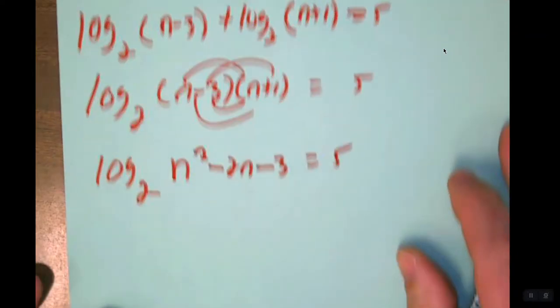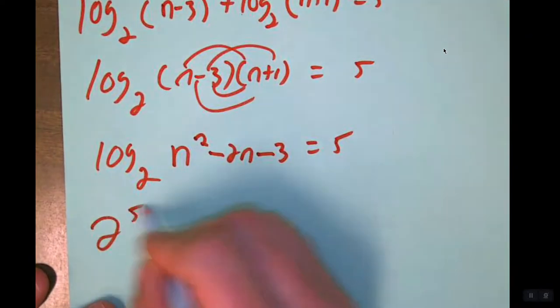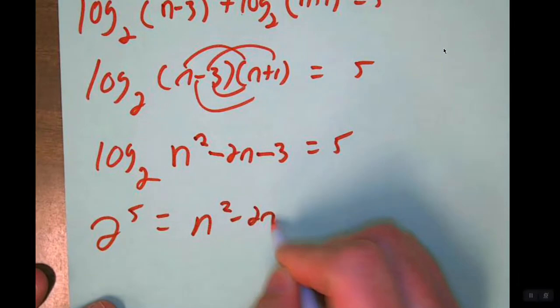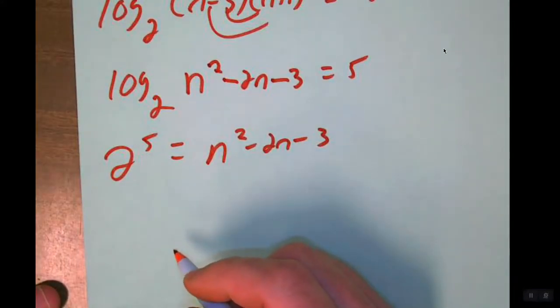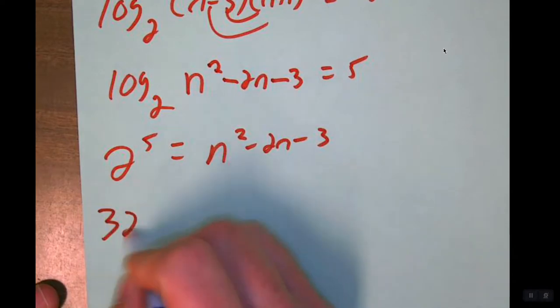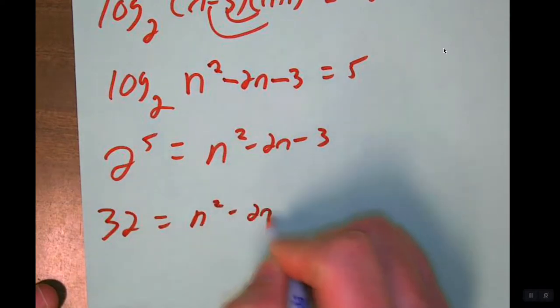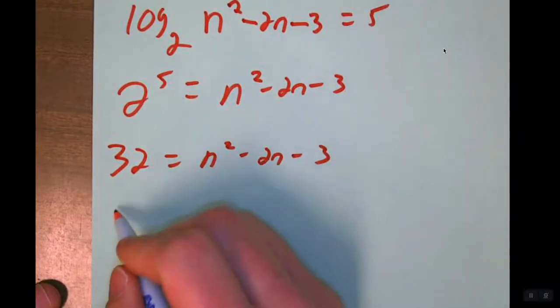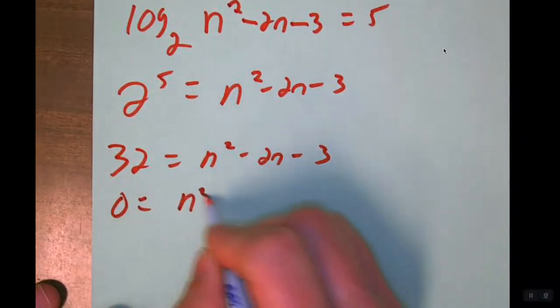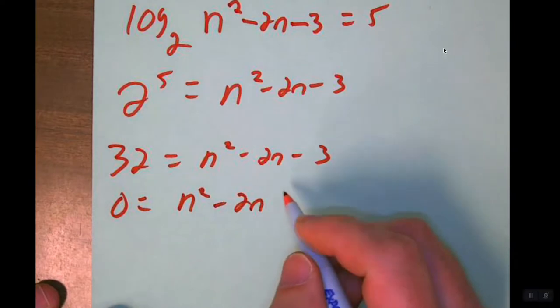And then what do I do from there? Oh, that's right. 2 to the 5th equals n squared minus 2n minus 3. And what is 2 to the 5th? I think that's 32. Right? And then we're going to bring that 32 over by subtracting it. And what do I get? Negative 35 or something.